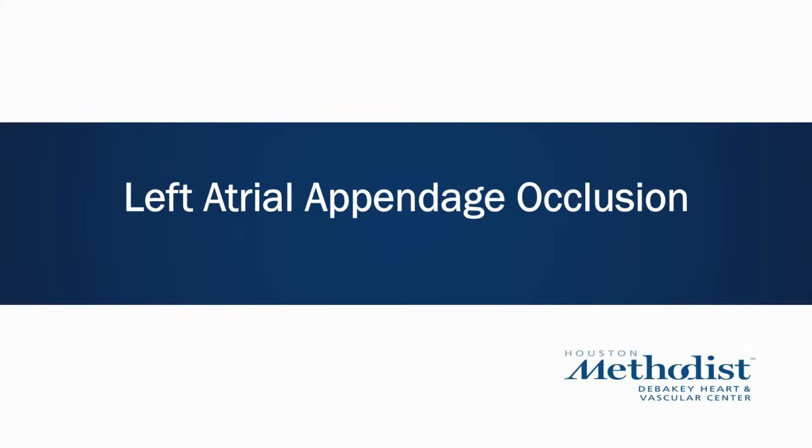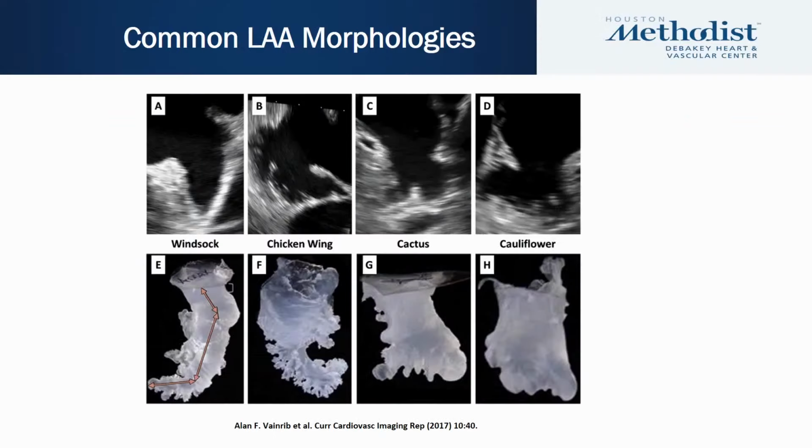Lastly, I want to talk about left atrial appendage occlusion, another procedure that is performed transcatheter and relies on pre-procedural imaging and intra-procedural guidance. Just a quick overview of the common left atrial appendage morphologies. So we have different types, including the windsock, the chicken wing, the cactus, and the cauliflower.